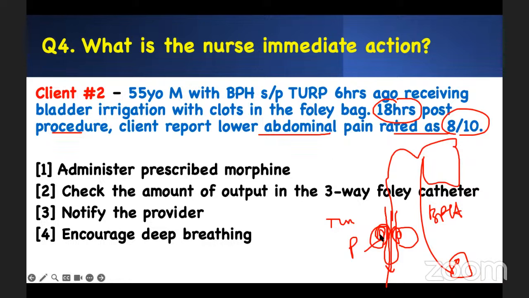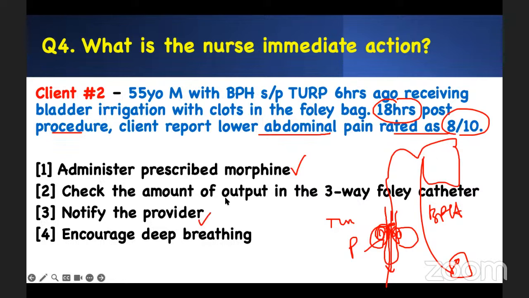I told you the major problem with this procedure is bleeding. If they bleed too much, they're going to clog the Foley. When they clog the Foley, the bladder gets distended and they have pain. Therefore, what do you want to do? 8 out of 10 pain. You want to give them pain medication? It's content. If you understand the procedure, you check how much urine is coming out to see if it's clogged. If it's clogged, there will be less urine. And you know they're getting retention. The bladder is getting distended and they're getting pain.